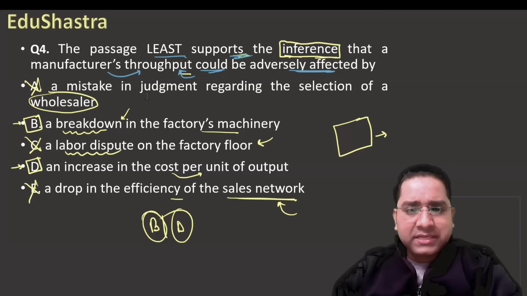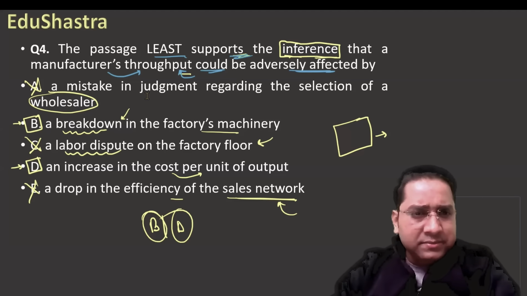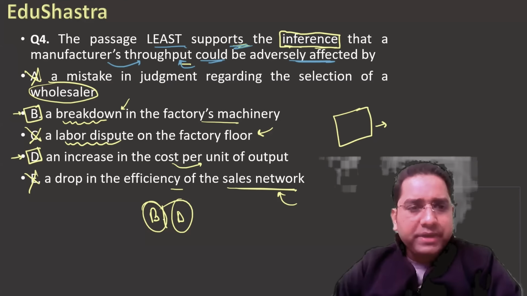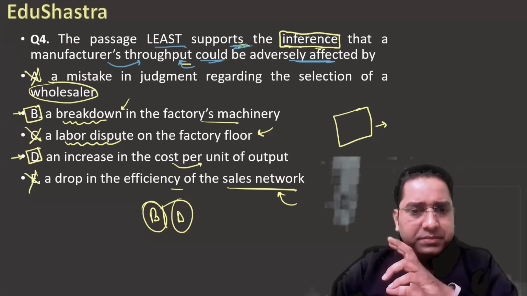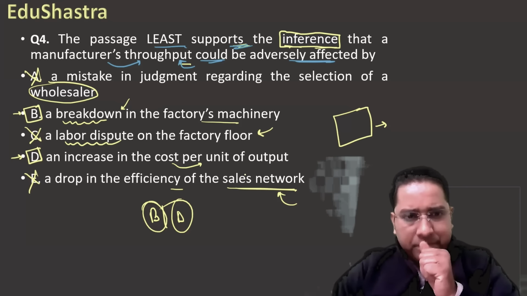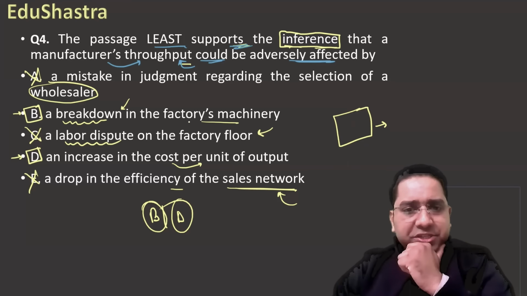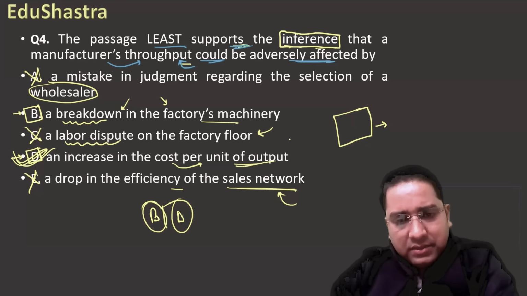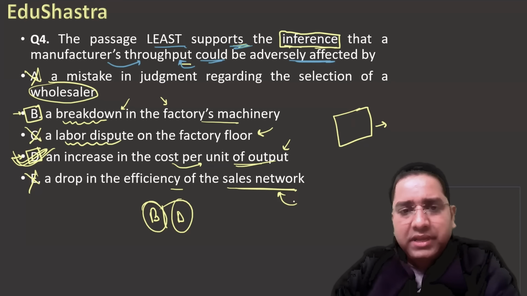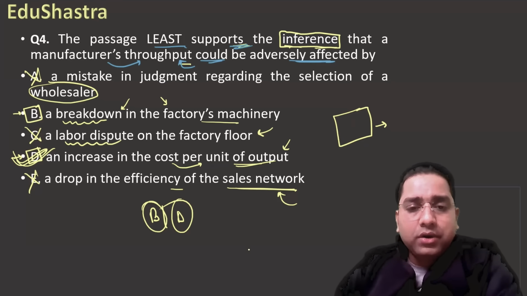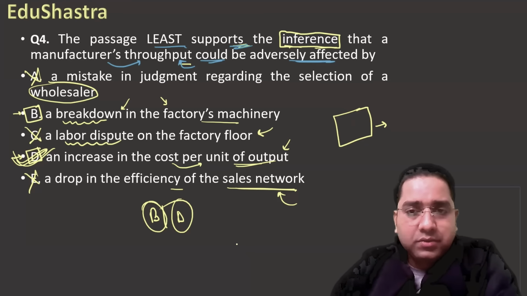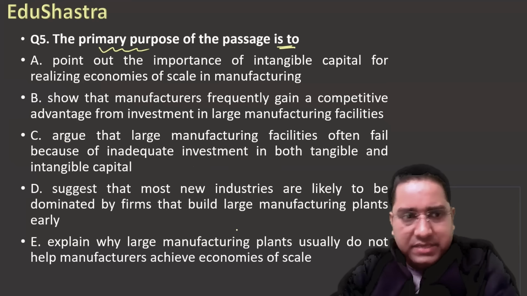Yes, everybody's answer is absolutely correct. The reason is, if you compare the B option and the fourth option, breakdown in the factory's machinery, this also has not been mentioned. If you compare the two, the D part is there. So inference can only be from something which is mentioned in the passage, not what is out of the box. D is right.